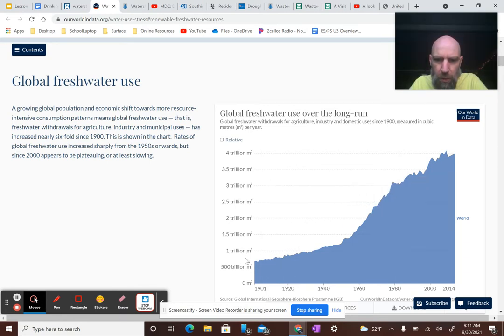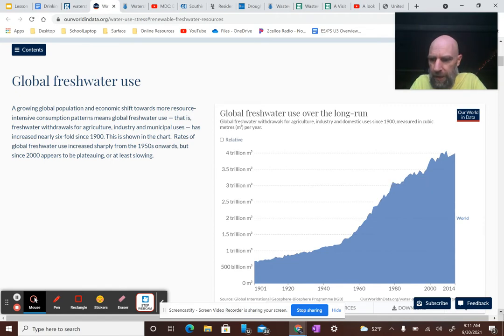Right here, back in 1901, global fresh water use over the long run. So this is how much fresh water we've been using as a world. Back in 1901, we didn't use a lot. Why? Because we didn't have washing machines. We didn't have dishwashing machines. And people didn't shower every other day. So we use more water today. So observation: 1901 compared to today, we use more water today. Relationship: we've got a lot more machines that use water and we need more water.